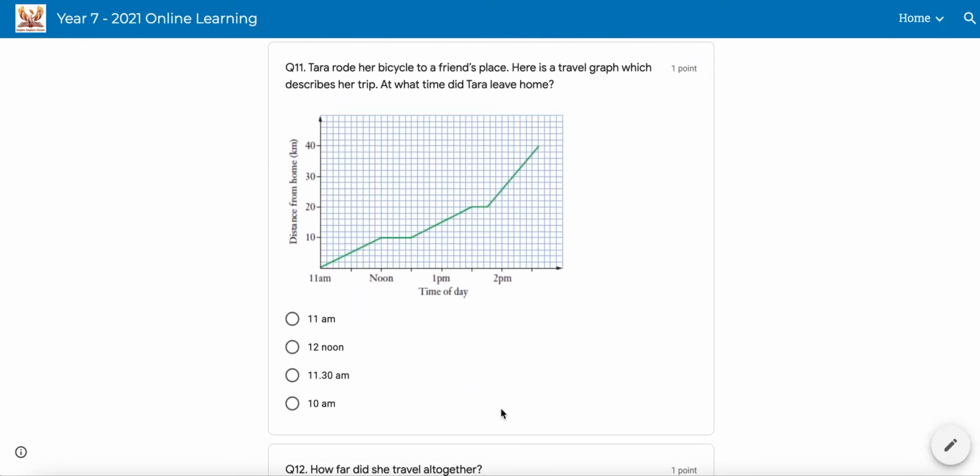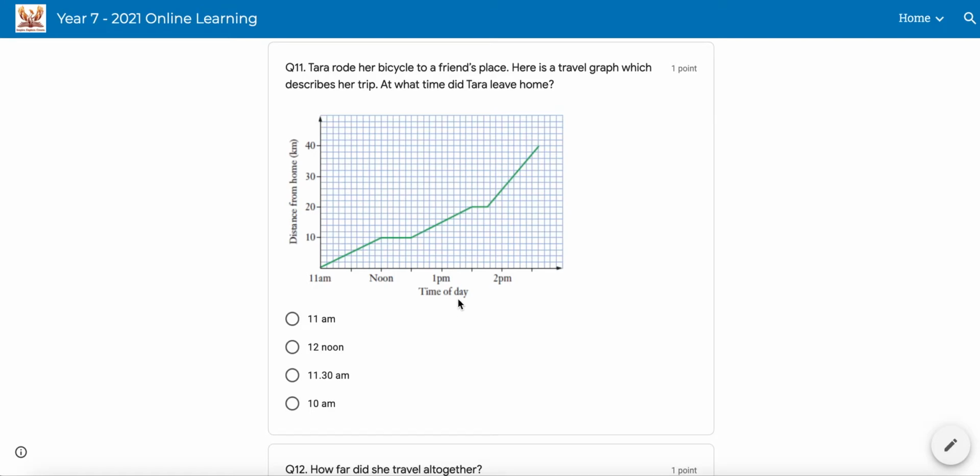All right, now we're looking at a different travel graph. So Tara rode her bicycle to a friend's place. Here is a travel graph which describes her trip. Okay, so again, we've got distance from home on the vertical axis, and with travel graphs, you're always going to have distance from home, or distance from the starting point, on the vertical axis, and the time along the horizontal axis on the bottom here.